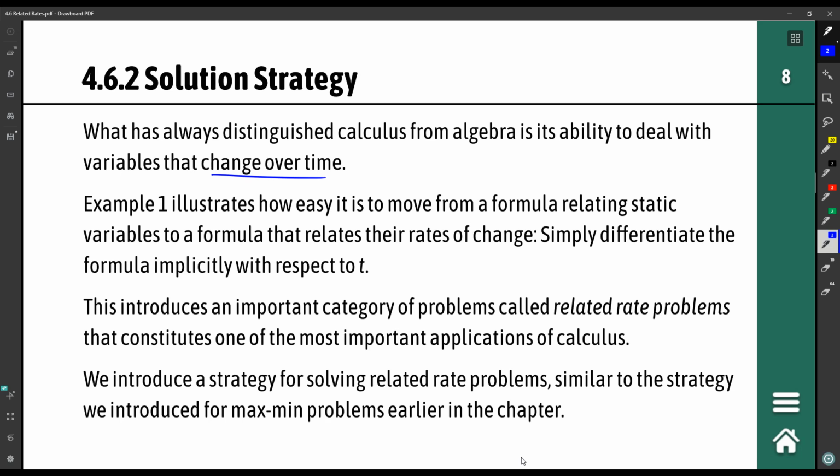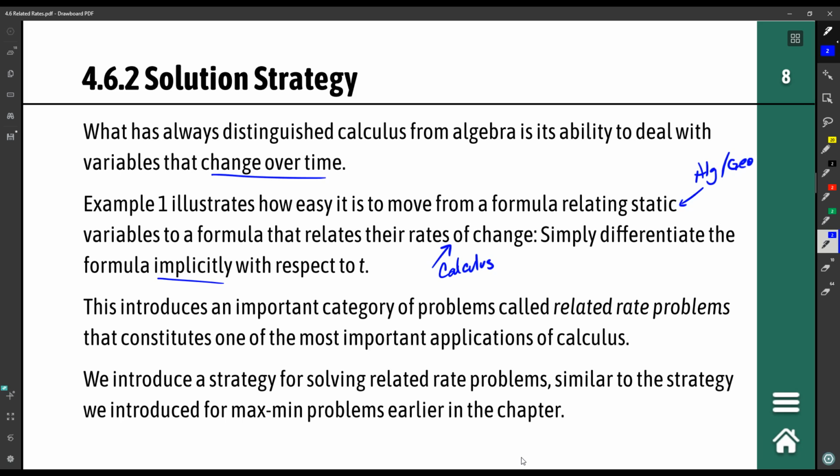The example from the previous video where we had a sphere and a cone really illustrated that it's not too tough to move from a formula relating static variables, so this would be like algebra and geometry, to a formula that relates their rates of change. This is the calculus. All it really involved us doing was differentiating with respect to time and working the calculus like an implicit differentiation problem.